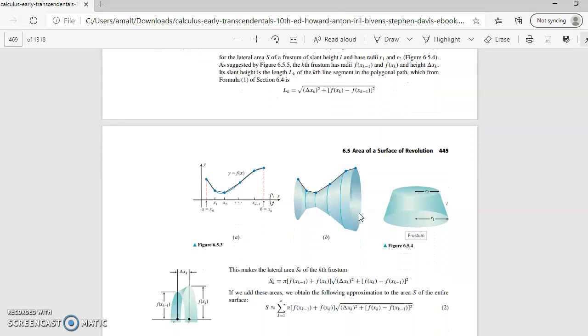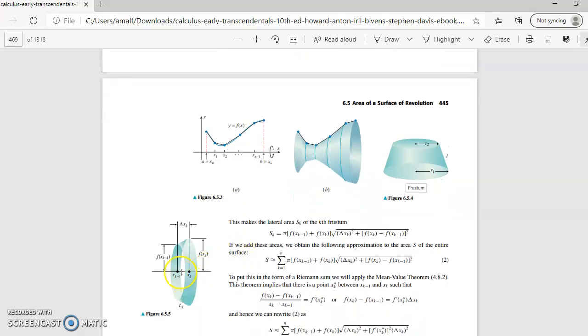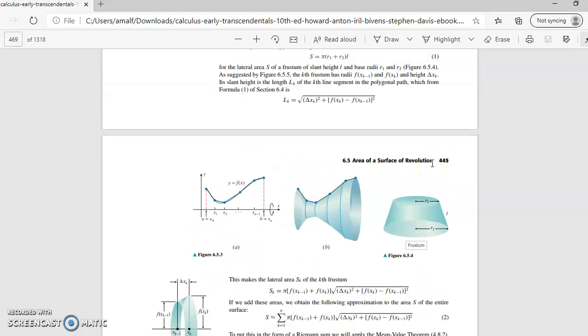Now let me take a frustum formed by xk minus 1 and xk. Now, the length of this polygonal path will be our slant height, L.